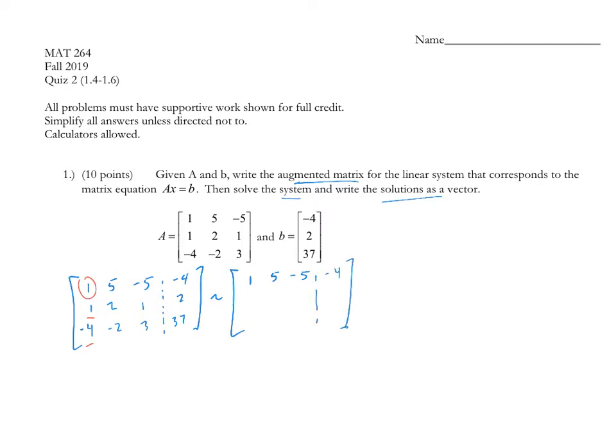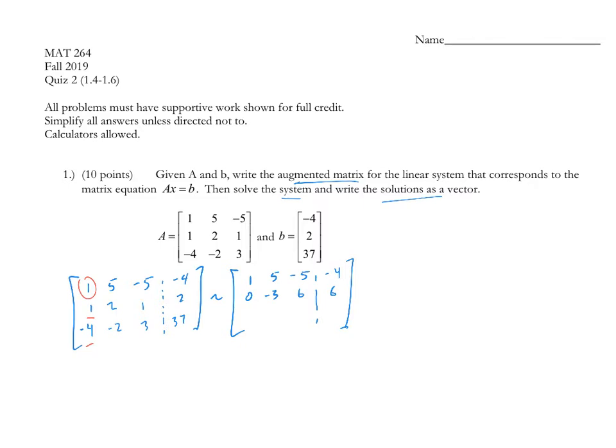And then negate and add to eliminate that entry, make it a 0. Negate the 1, add the 1. Negate 5 and add 2, I get negative 3. Negate the negative 5, I get positive 5, add 1, I get 6. Negate negative 4, I get positive 4, add 2, I get 6 again.